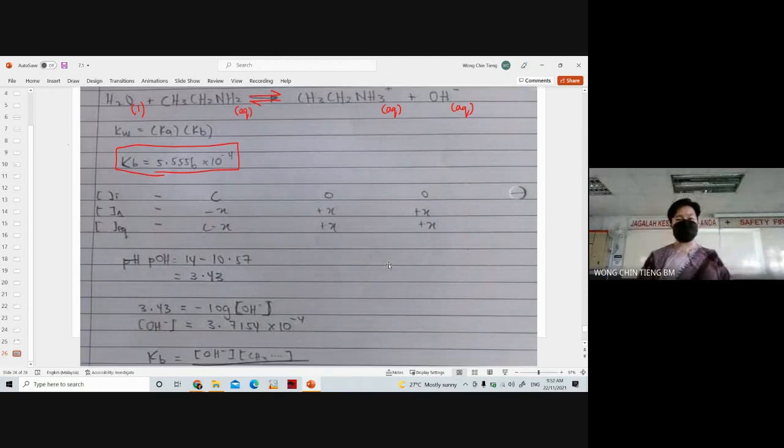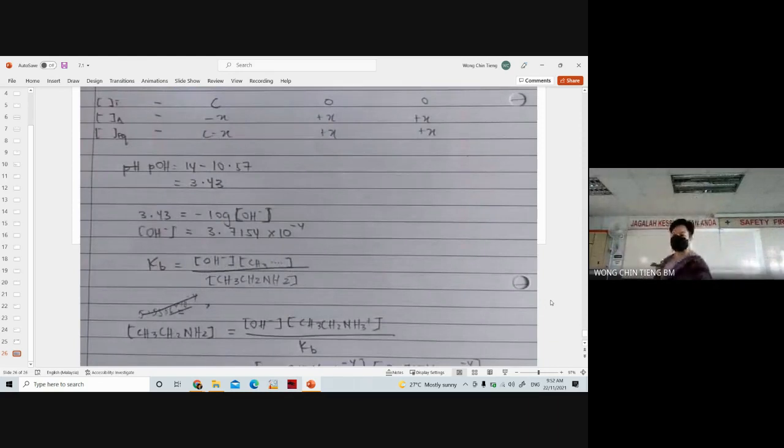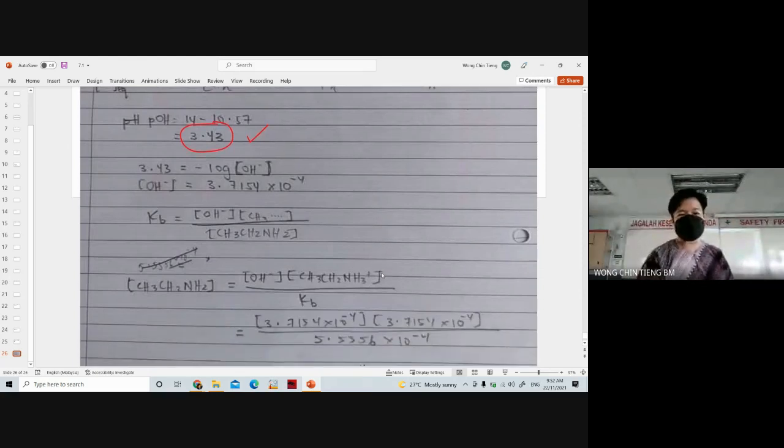Ice table dia duduk jauh gila daripada equation, tapi fine lah. Ice table ada masalah? Ghost? Ice table ada masalah? Tak ada. We move on. POH dapat 3.43. Setuju? Alright. Okay. And saya tak boleh nak marah lah sebab saya pun ajak, saya pun nak kamu cepat kan. So kat sini adalah formula POH equals to the negative log of the concentration OH minus. Concentration OH minus 3.7154 times 10 to the power negative 4. Agree. Okay.